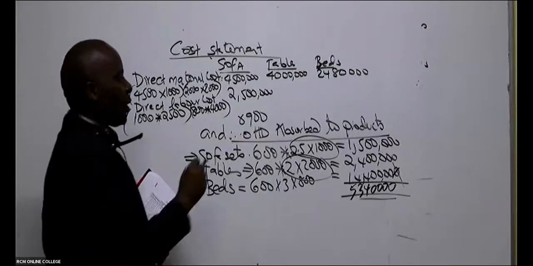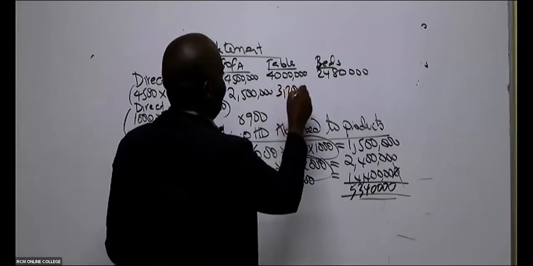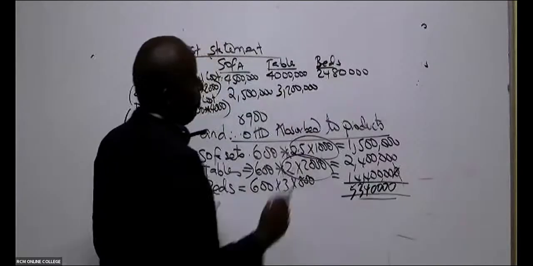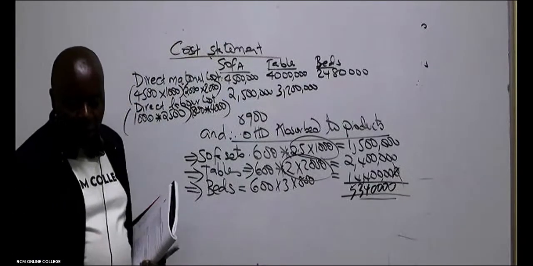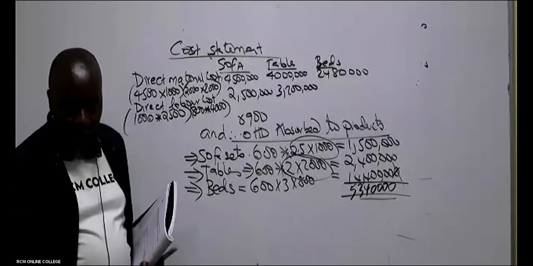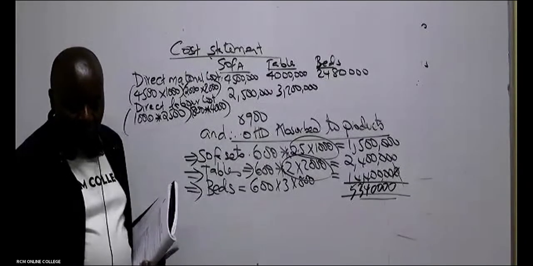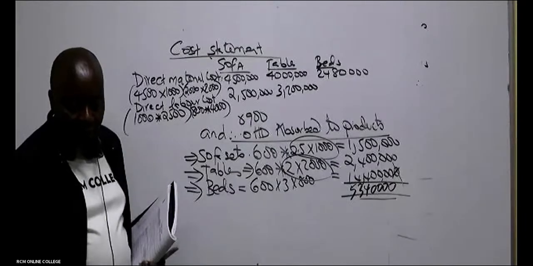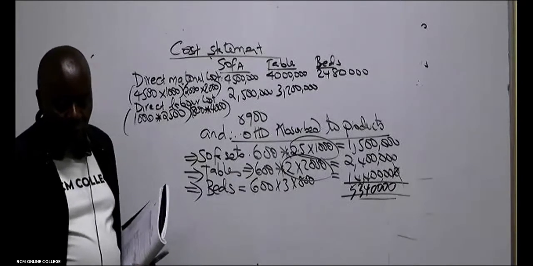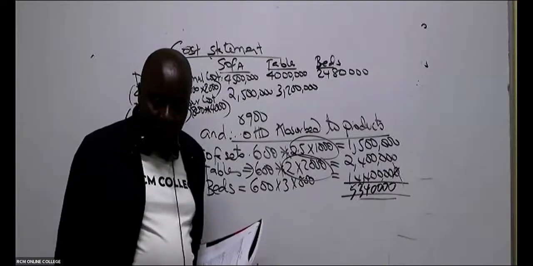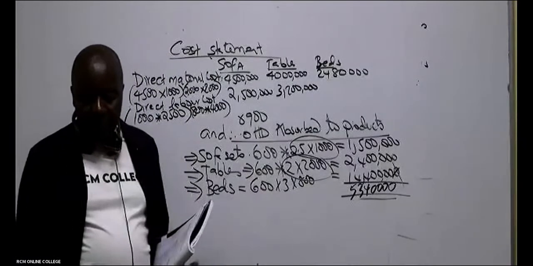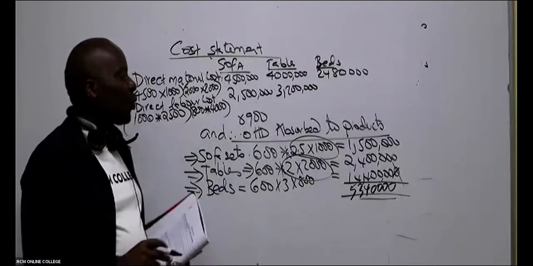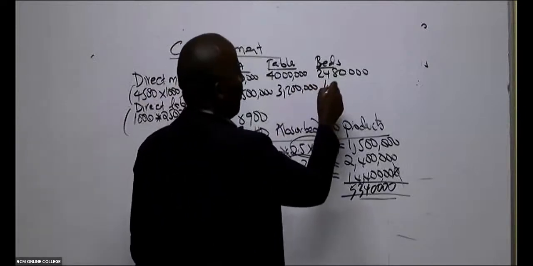3.2 million. Thank you, Cynthia. I don't have to calculate for beds because you can give me the figure very effectively. I can see what Gathoni and Cynthia have down there. They are telling me, Mwalimu, don't calculate this one. We know it is 1.8 million.